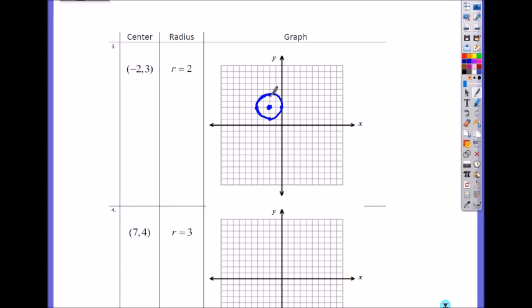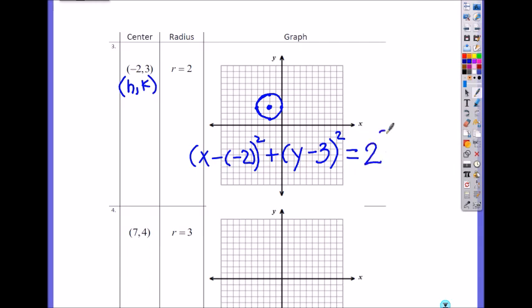Now, let's write an equation. It is x minus h. What is h? -2. k is 3. So what is x minus -2? We're going to simplify that later. And you square the whole thing, not just -2. Plus y minus k, which is 3, squared, equals, what was the radius? 2. So you put 2 squared.